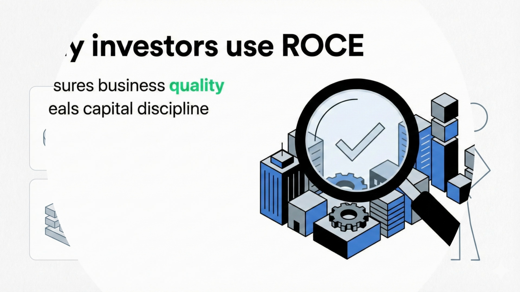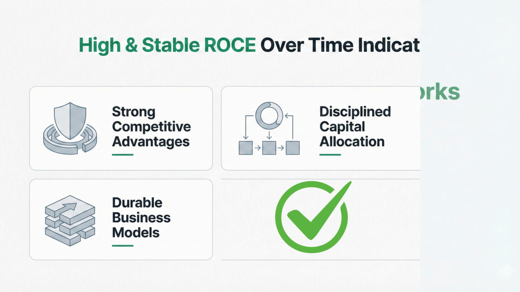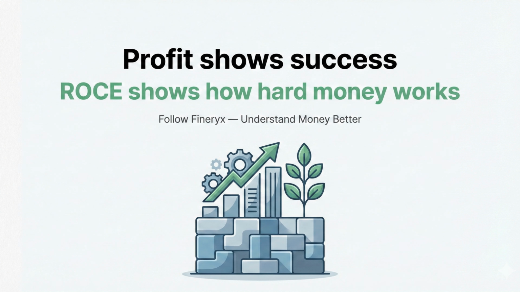High and stable ROCE over time usually indicates strong competitive advantages, disciplined capital allocation, and durable business models. That's why long-term investors pay close attention to ROCE. Profit shows success. ROCE shows how hard money is working. If you understand ROCE, you're already thinking like a business owner.